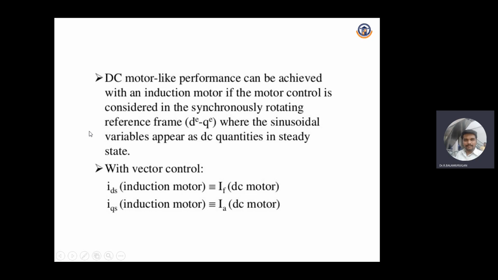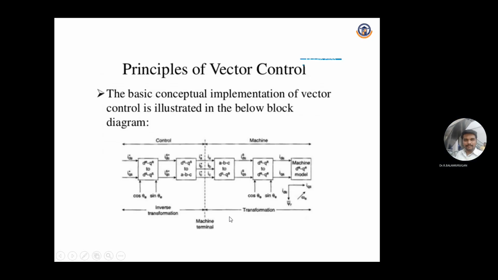So what we have done is we are taking the direct axis and quadrature axis, which are rotating in the synchronously rotating frame. We are indicating IDS, which is nothing but the direct axis component of the induction motor, equivalent to the field current in the DC motor, and IQS, which is nothing but the quadrature axis component rotating in the synchronously rotating reference frame of the induction motor, equivalent to the torque component, that is IA of the DC motor. So next we are entering into the principle of vector control.